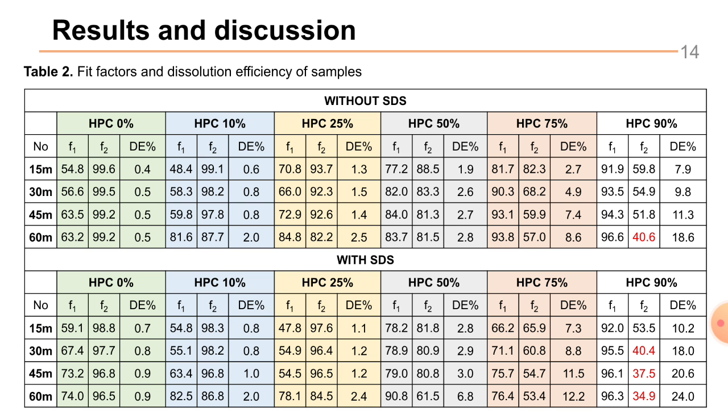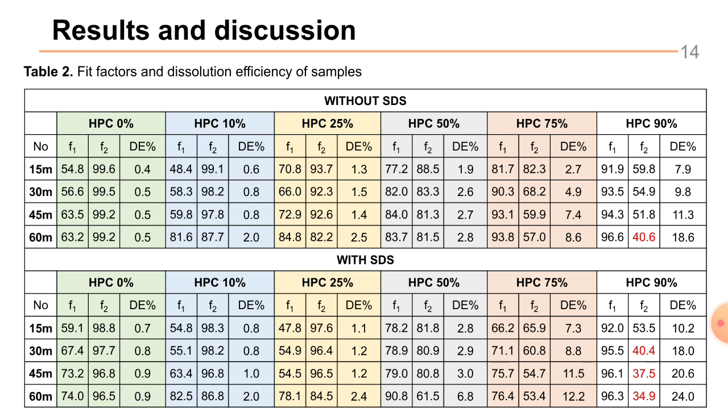F1 higher than 15 but F2 smaller than 50 was only observed in 4 GMs, namely the 60-minute GM containing 90% HPC, as well as the 30, 45, and 60-minute GMs containing 90% HPC and SDS. The presence of SDS reduced the grinding time from 60 to 30 minutes to develop an SD, which significantly increased the dissolution rate of curcumin.